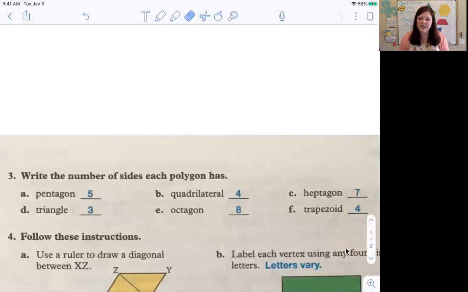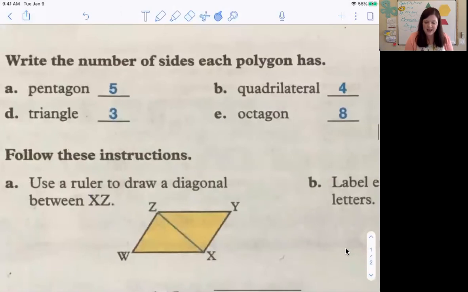Let's look at section 4 together. Section 4 says, use a ruler to draw a diagonal between X and Z. The first thing that we have to do is locate X and Z, and I've located them here for you, X and Z. There's one. Whoop, I colored right over it, didn't I? Well, there's X. We know where it is now. We've got X and we've got Z. All you have to do is draw a straight line connecting them. If you do not have a ruler handy, not a problem. You can just use the straight edge of a piece of paper.